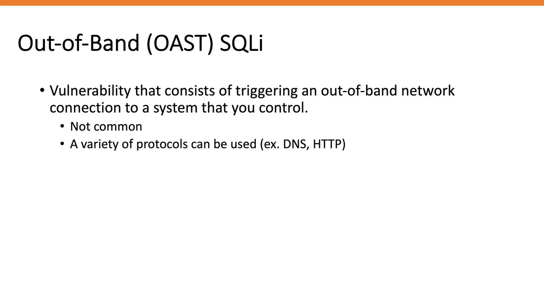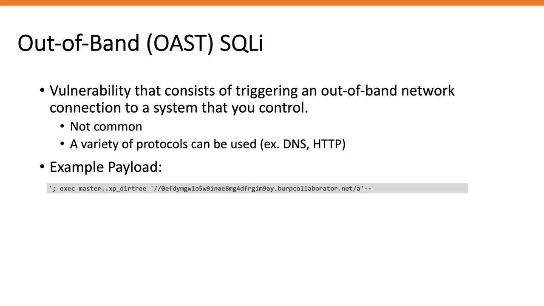Now, to exploit this vulnerability, you could use a variety of protocols, but the most commonly used ones are DNS and HTTP. One that we will look at in the upcoming videos, where we gain hands-on experience, is in the Web Security Academy. It's this example here, where you exploit the vulnerability by using the xp_dirtree stored procedure in MS SQL to perform a lookup of this domain here. This domain was generated using Burp Collaborator, and so you own it.